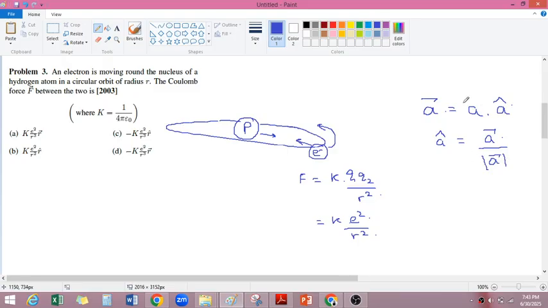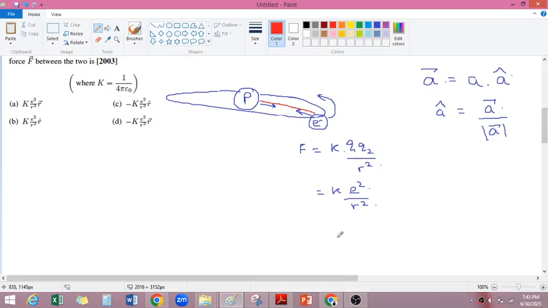So whenever I have a magnitude and want to convert it to a vector, I should multiply by the direction. The force is along the radius direction, so I have to multiply by the radius direction, r cap. So k e squared by r squared into r cap. R, the radius, is taken from the center, so this is your r.